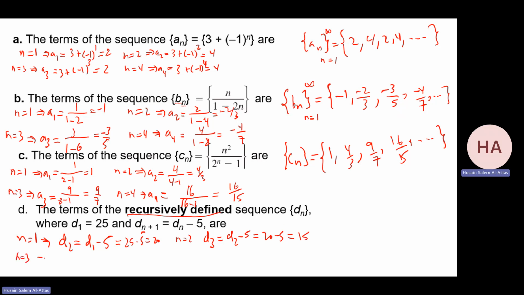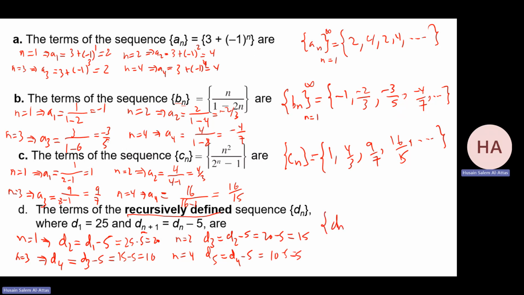N equals 3, I'm getting d4, because I have 3 plus 1, that is 4. It will be d3 minus 5, and that will be 15 minus 5. That will be 10. N equals 4, d5 is d4 minus 5. That is 10 minus 5, which is 5.